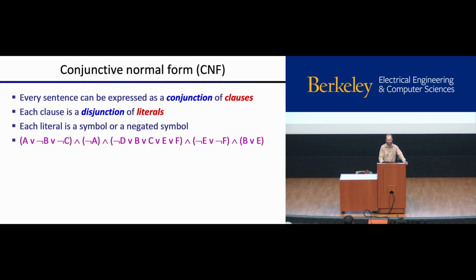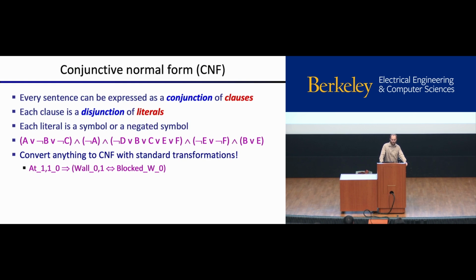So here is an example of a sentence in conjunctive normal form. We have lots of ands on the outside, this and that and that and that and that. And in each one, we have some ors, or maybe none. A or not B, or not C. And then the nots are at the lowest level. And luckily, we can convert any sentence written in propositional logic into conjunctive normal form with standard transformations.